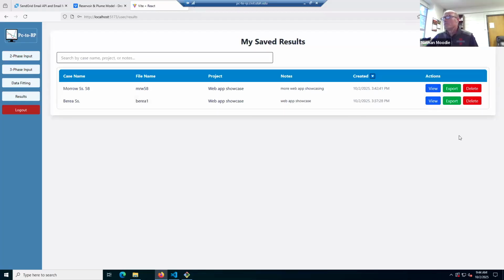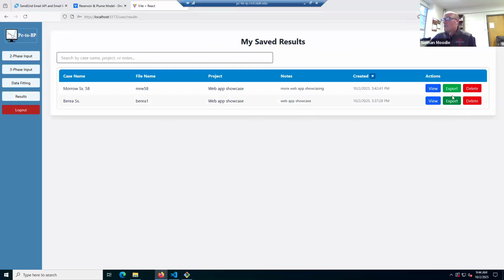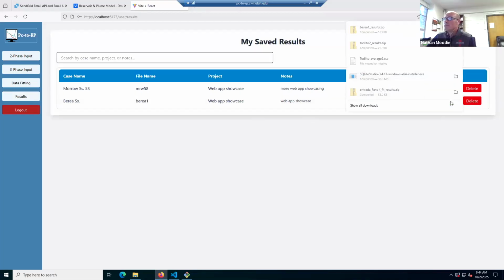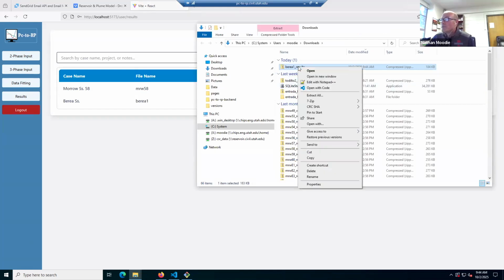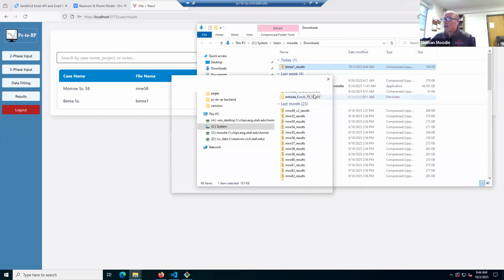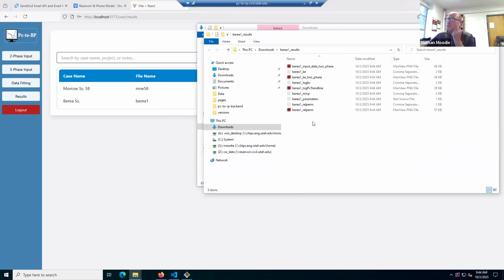So now we can see we have two sets of results. We want to see, oh, let's look at that Berea one again. So we can view that, take us back here. We can see this data. We can export this data. That'll bring up a zip file. We can go ahead and extract that, and that will have our simulator curves in it. So here's our relative permeability curve. Let's bring up Notepad.